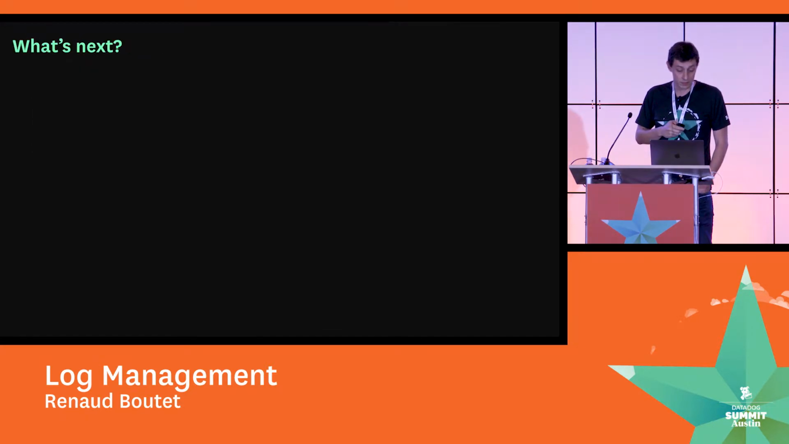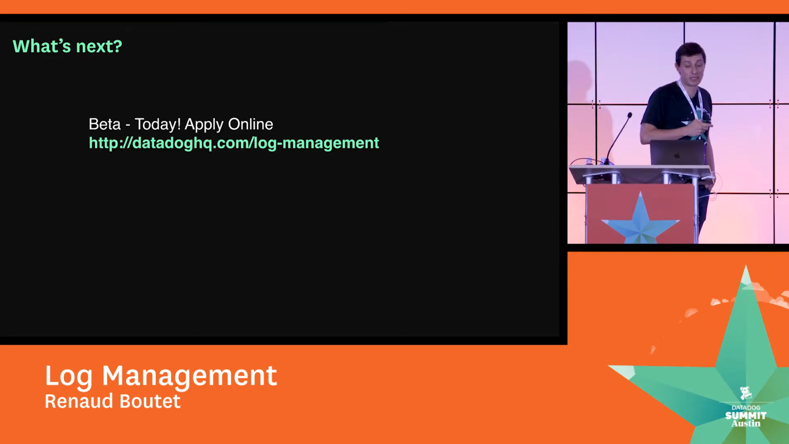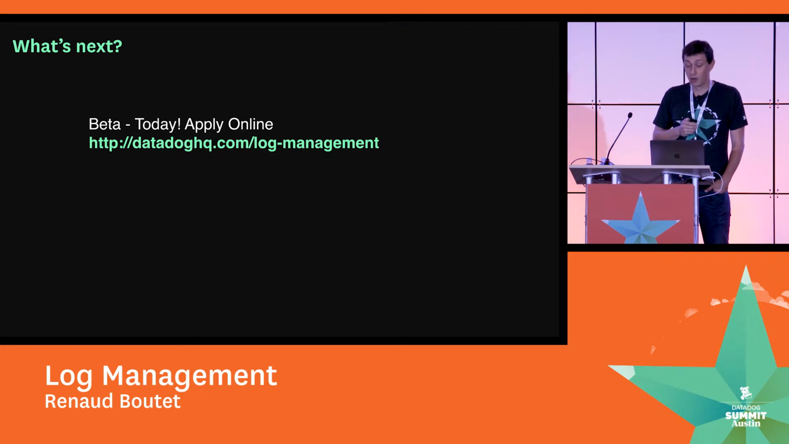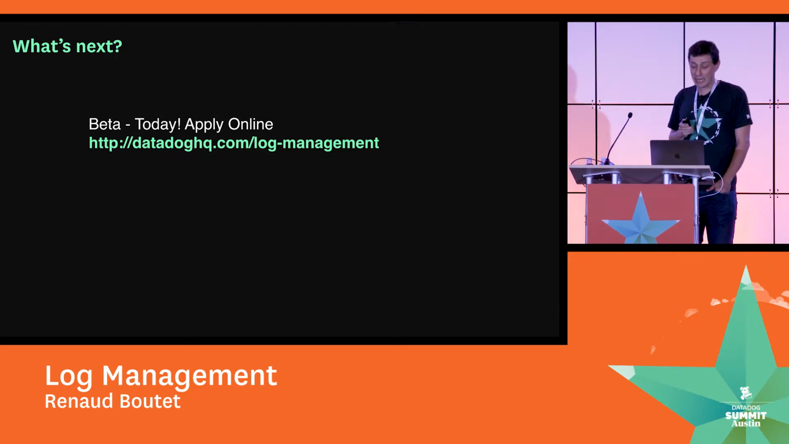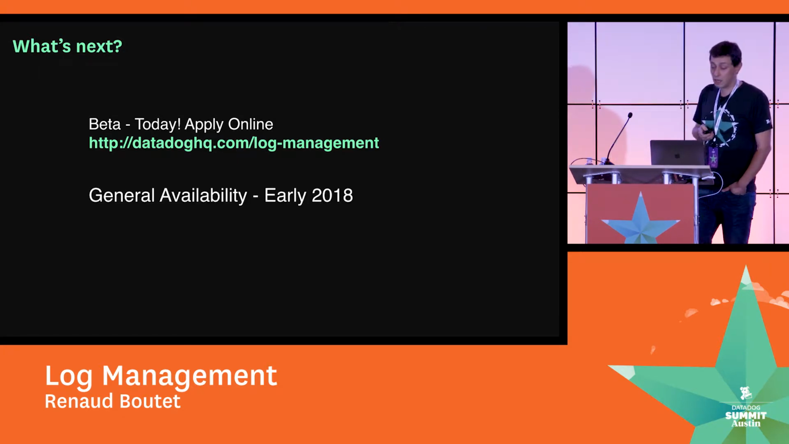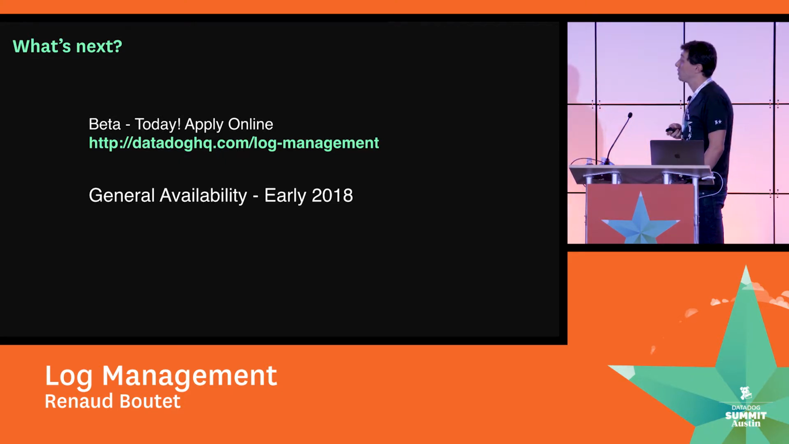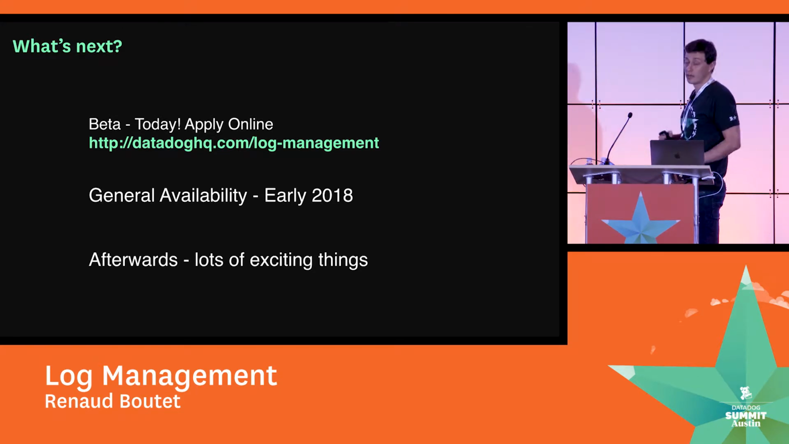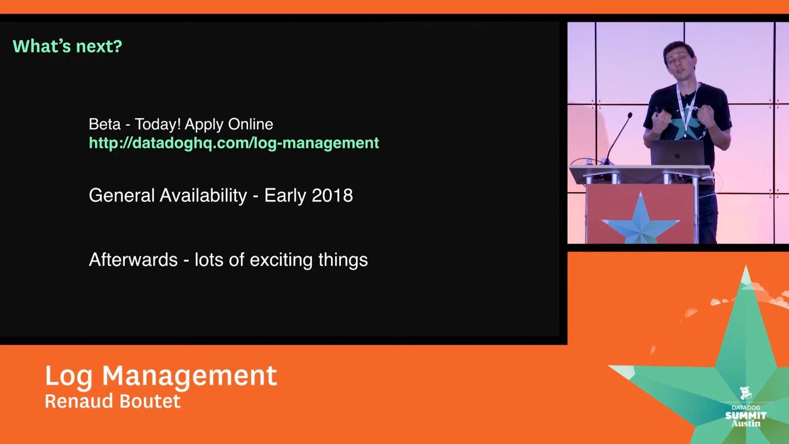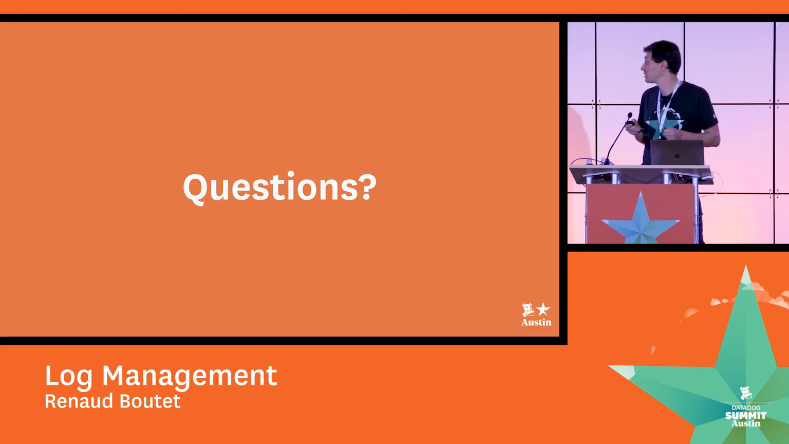Okay. So now what's next? As I said, the beta is today. You can apply online. We already have lots of people asking for it, more than hundreds of customers, and we are going to open up the beta in the next few months. General availability, the target is to provide it to everyone in early 2018. Afterwards, we have lots of exciting things. Right now we're catching up because we are building a new product, but we have lots of thoughts about how we should do logs, and I'm going to explain that if you come to our booth. That's not something I'm going to explain here.